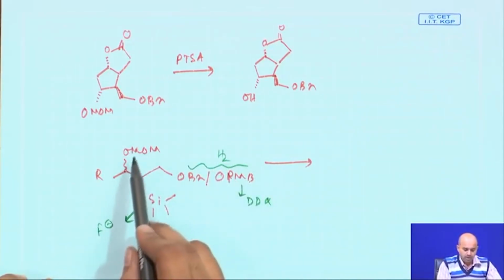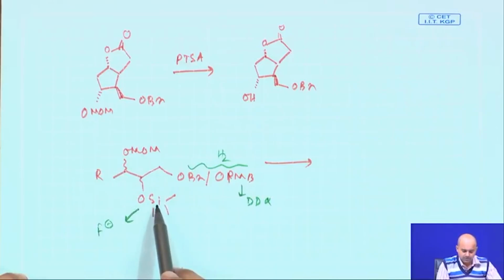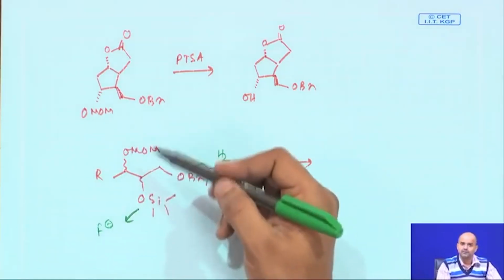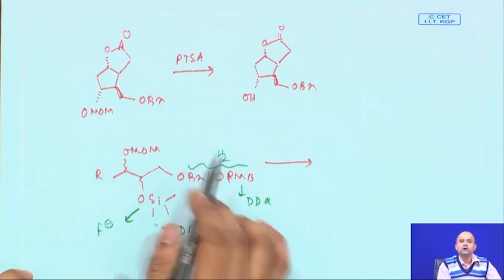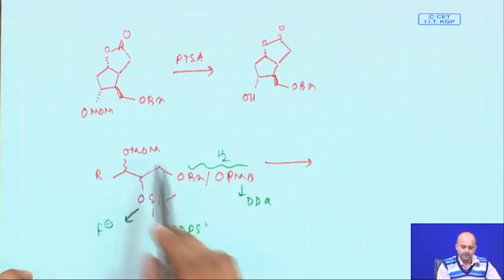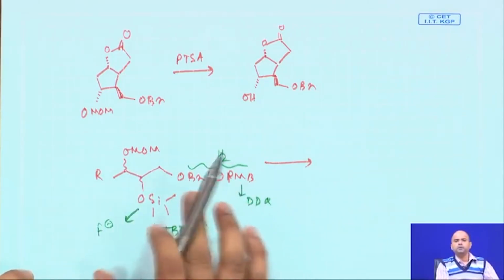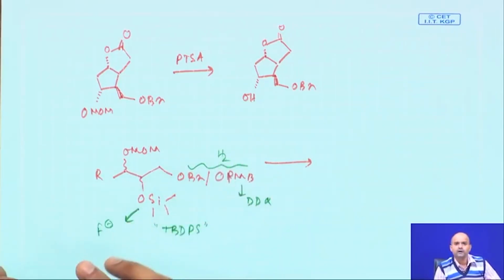Now, if you have a MOM and a TBS, TBS is also acid labile, and MOM is also acid labile, so there is a little bit of difficulty. But among the silyl groups, if you have a TBDPS, which is not acid labile, you can easily control the selective removal of MOM in the presence of TBDPS. This kind of orthogonal strategy you will find very interesting, and we will discuss those strategies a little later in the next week. So, till then, have a good time.